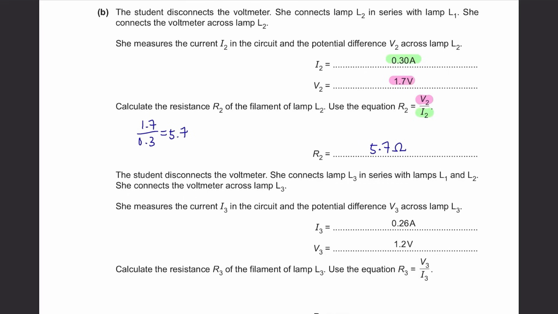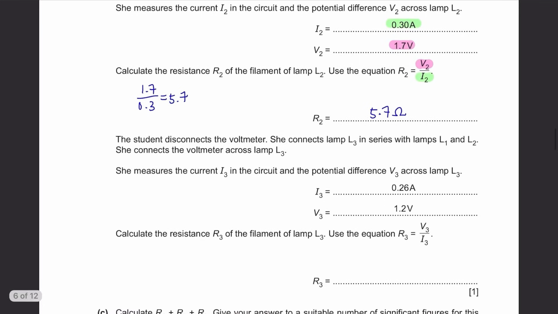The student disconnects the voltmeter. She connects lamp L3 in series with lamps L1 and L2. She connects the voltmeter across lamp L3. She measures the current I3 in the circuit and the potential difference V3 across lamp L3. Now they have 3 lamps.